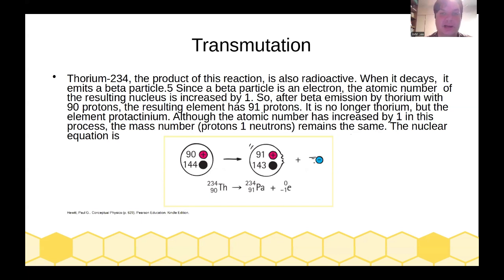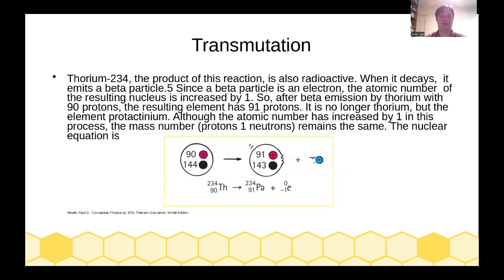Thorium-234, the product of this reaction, is also radioactive. When it decays, it emits a beta particle. Since a beta particle is an electron, this beta decay also creates a proton. The atomic number of the resulting nucleus is increased by 1. So after beta emission by thorium with 90 protons, the resulting element has 91 protons. It is no longer thorium, but the element protactinium. Although the atomic number has increased by 1 in this process, the mass number, protons plus neutrons, remains the same.